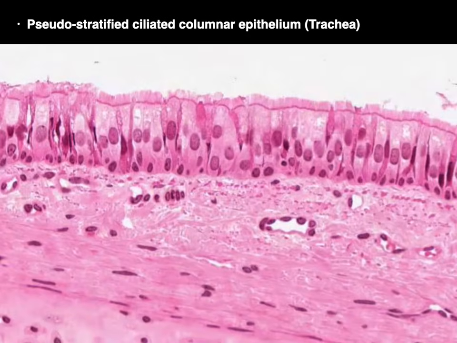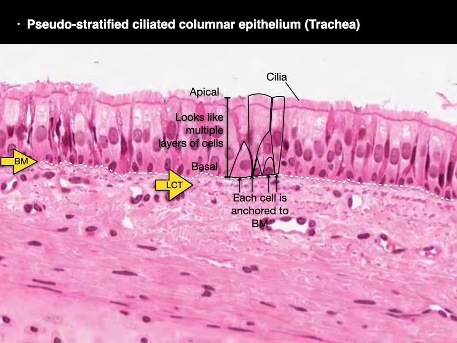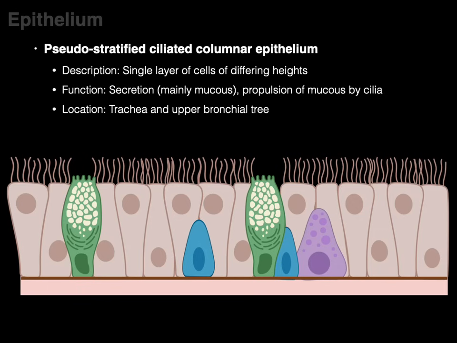So here is an H&E stain of respiratory epithelium. There is the basement membrane. Now, I keep adding it because you cannot see the basement membrane in an H&E stain, but you can see the difference between the proteins in pink and the dark purple for the cells. So you impose where the basement membrane is, and there's the loose connective tissue deep to it. The basal layer, and there's the apical layer, and it looks like there are multiple layers of cells, but they all actually touch the basement membrane. There's one cell, and there's another cell, and another. Okay? Each cell is anchored to the basement membrane. And there's the cilia, that brush border. Okay? And there's the air.